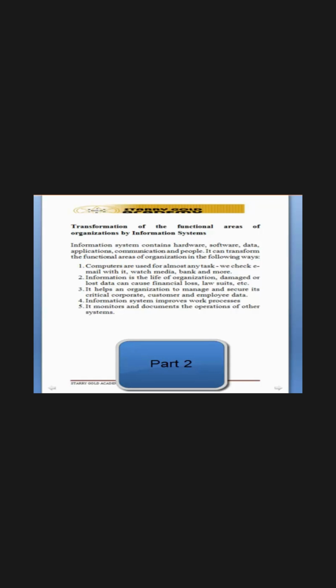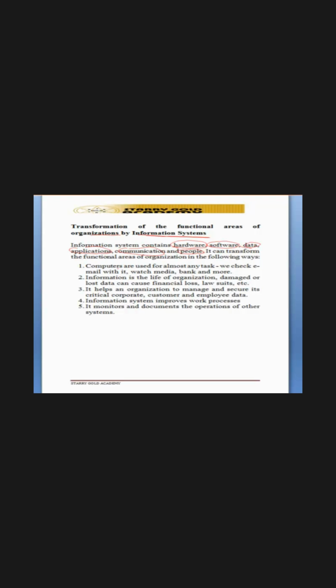Transformation of the functional areas of organizations by information systems. An information system contains hardware, software, data, applications, communications, and most importantly, the people. It can transform the functional areas of organizations in the following ways.